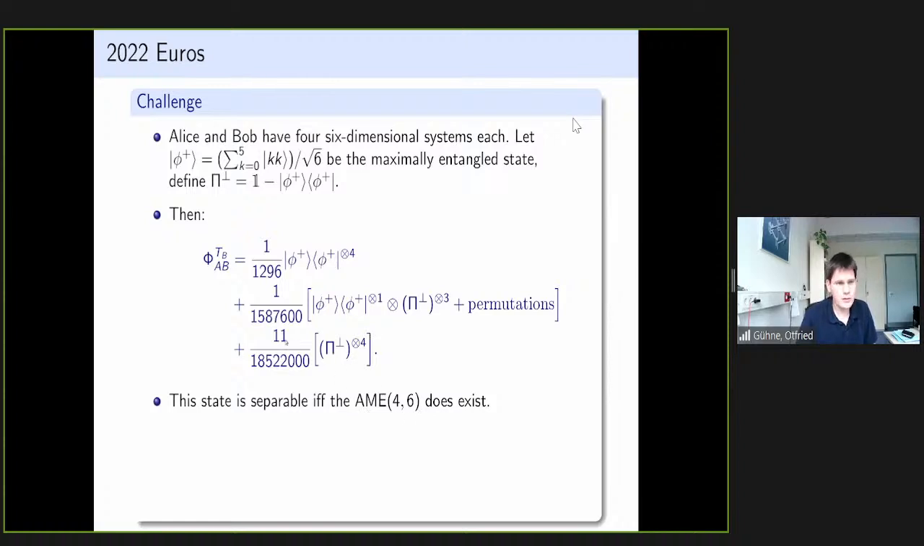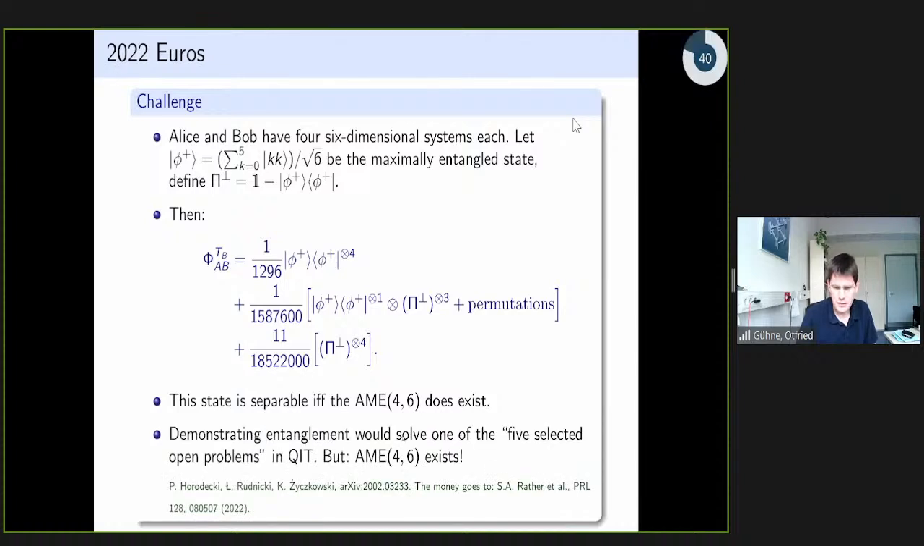And this was a nice question because there was a paper where this was called one of the 5 selected open problems in quantum information theory. Of course, we spent some weeks or months trying to solve it, and we failed. We always believed that this state was entangled and wanted to prove that this AME state does not exist. But what then turned out, in this paper that I mentioned before, is that it exists. So this state is separable. And this essentially gave them 2,022 euros, which was a prize for solving one of these problems.